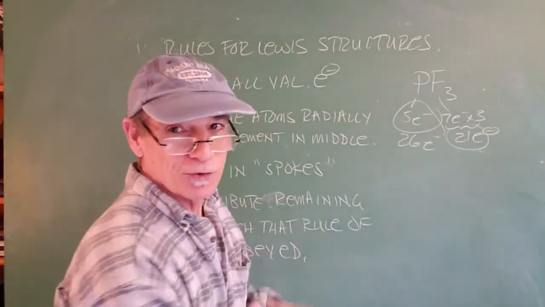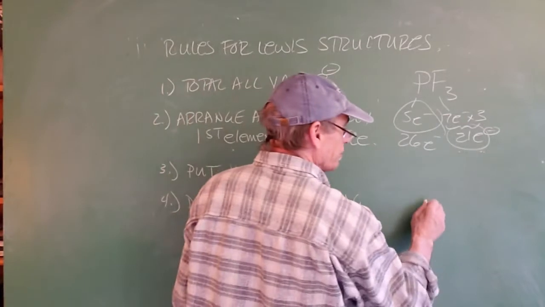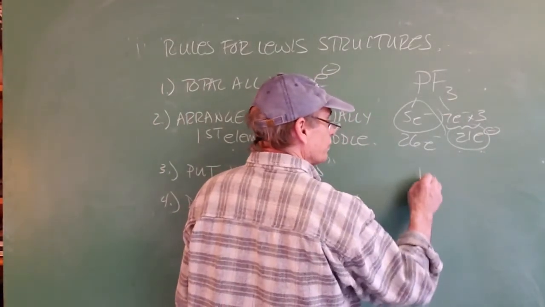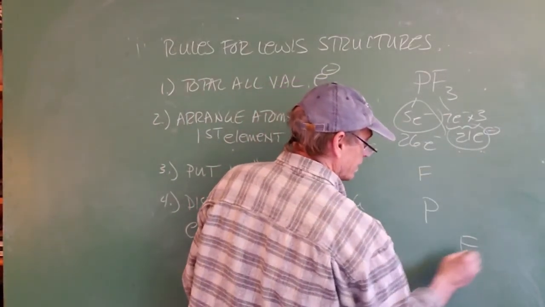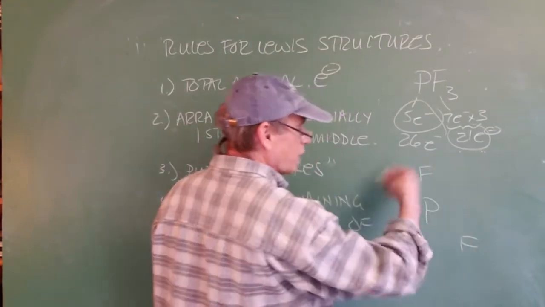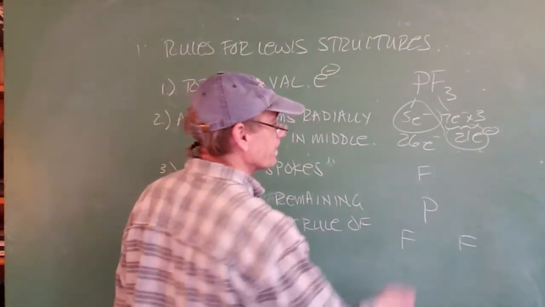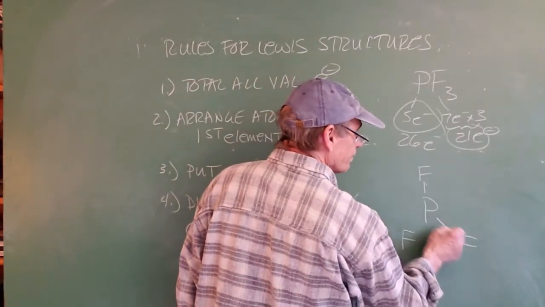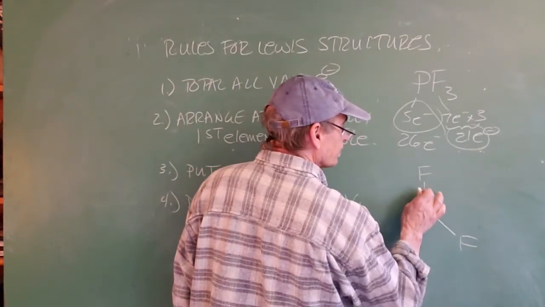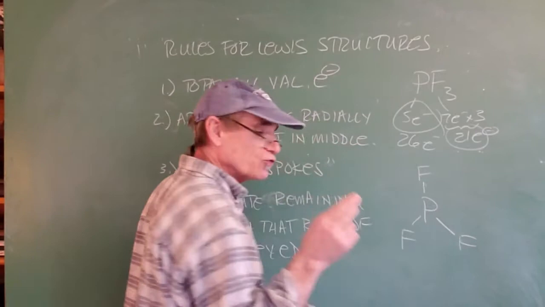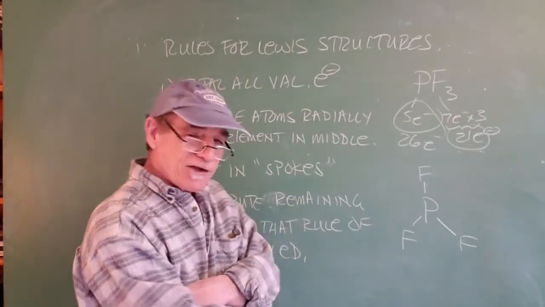Well, here's my usual MO. I always just put the central element in the middle. I'll put the fluorines around it. I'll just space them out any way I want because I'm not worried about the shape at this point. And I'll put in the spokes. Okay, so at that point, I've used up 6 electrons. Each bar I just put represented 2 electrons. Now here's what I usually do.